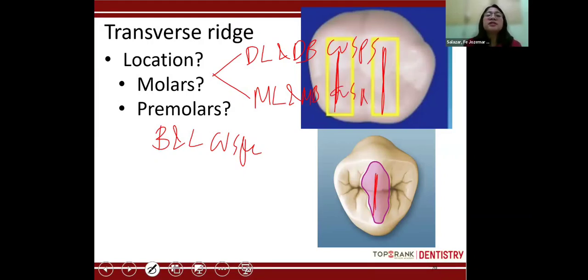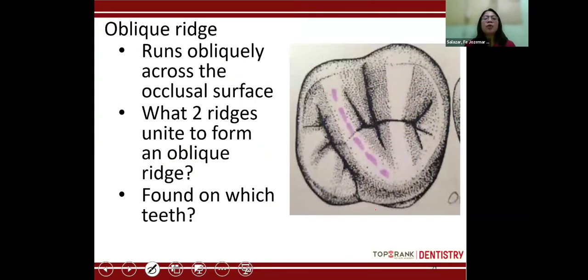Okay, so that's your transverse ridge. You could find them on premolars and molars. Okay, now, oblique ridge runs obliquely, diagonal, across the occlusal surface.